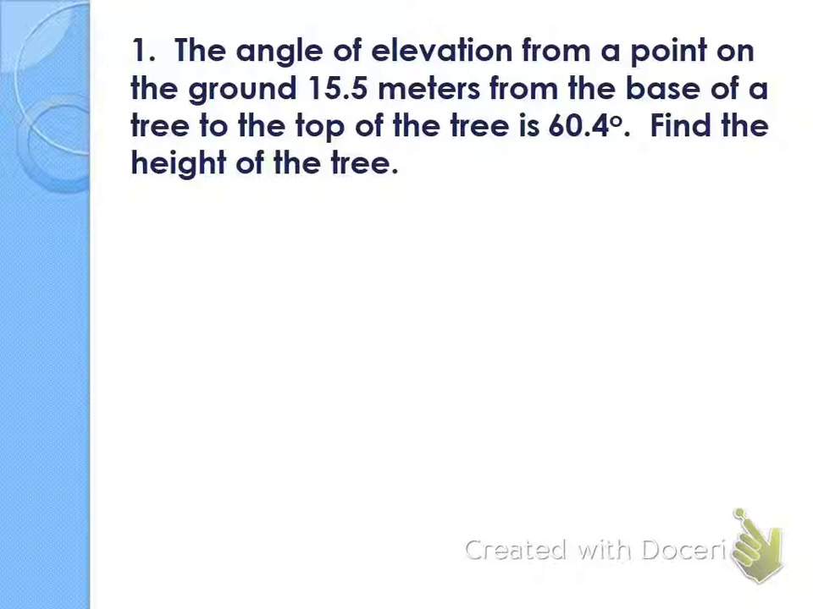Okay, first problem, and again, if you understand that about angles of elevation and depression, then really it's just a matter of getting good pictures to represent what we're doing. So this says the angle of elevation from a point on the ground, 15.5 meters from the base of a tree to the top of the tree is 60.4 degrees. Find the height of the tree. Okay, find the height of the tree. That's my variable. So here's our tree.